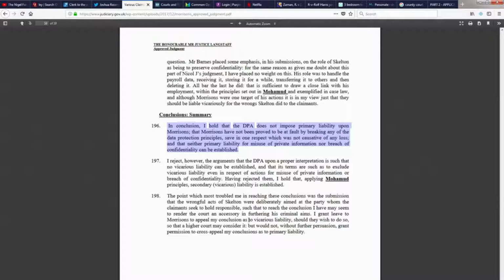Okay, this is such a cleverly worded thing. To reach the conclusions I have may seem to render the court an accomplice in furthering the criminal aims. I grant leave to Morrisons to appeal my conclusions as to vicarious liability. This is all very much terms of art now. Should they wish to do so, the higher court may consider it, but would not, without further persuasion, grant permission to cross-appeal my conclusions as to primary liability.